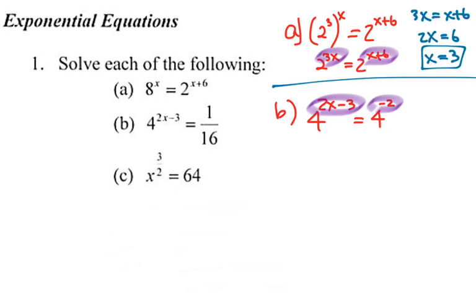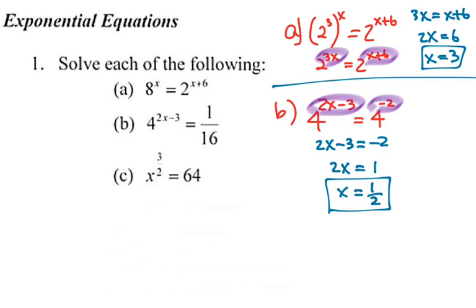So, once you set them equal to each other, then you can see that 2x minus 3 is equal to negative 2. As you solve for x by adding 3, then that's equal to 1. And then the value of x must be equal to 1/2. Alright, now let's look at the next question.